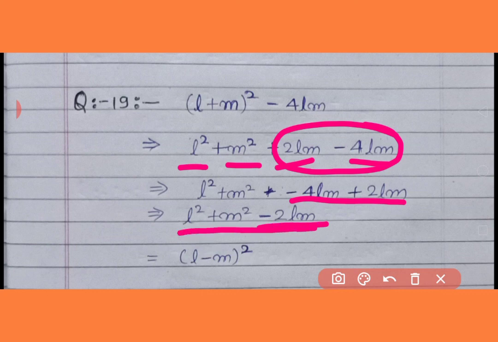It is looking like a square plus b square minus 2ab. So its short form is a minus b whole square. So it can also be written like this: l minus m whole square. Now our exercise is complete.